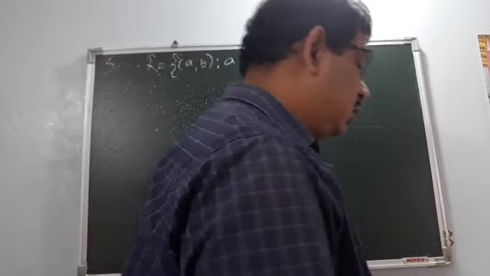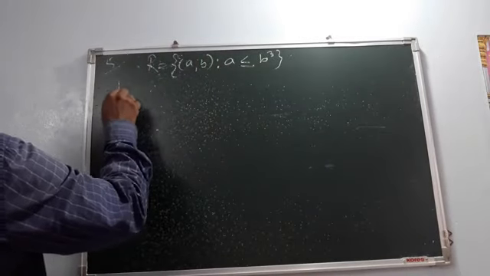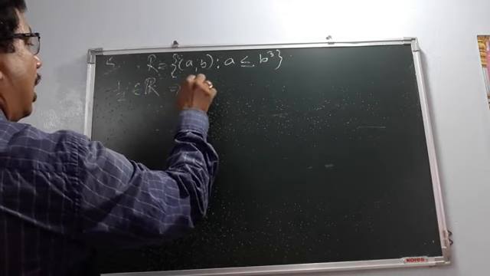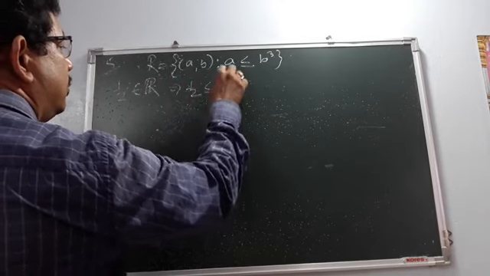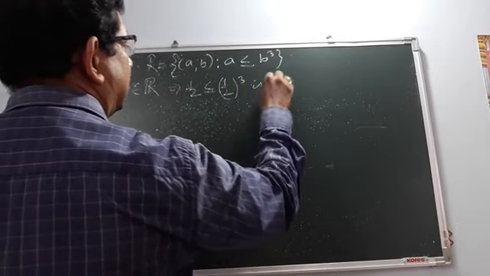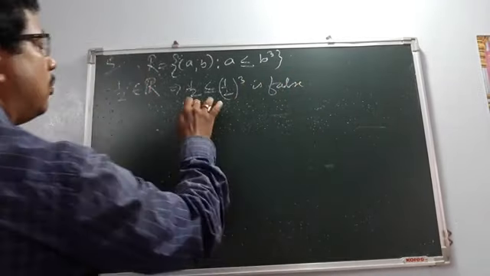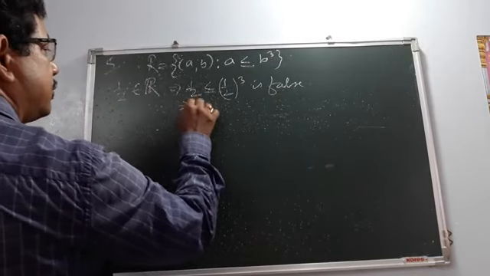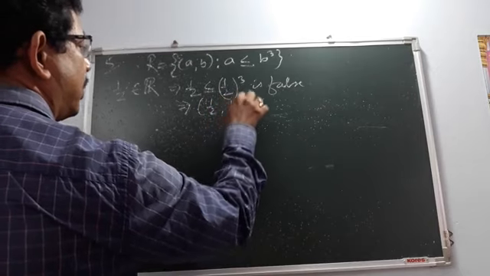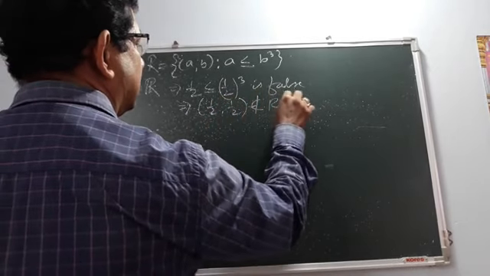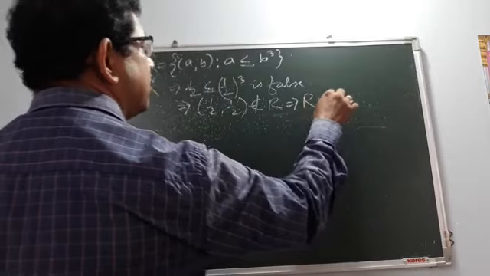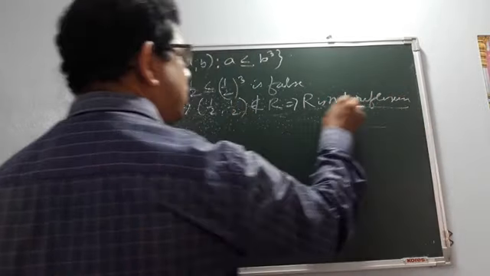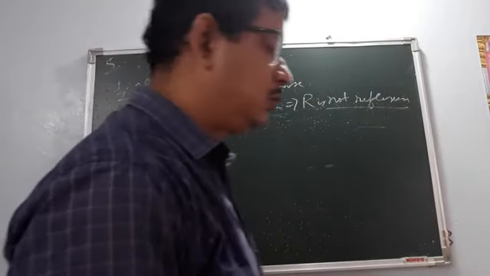So first of all, you take 1/2 belonging to the real numbers. Now 1/2 less than or equal to (1/2) cube is false. 1/4 cannot be less than or equal to 1/8. So implies (1/2, 1/2) does not belong to R. Implies R is not reflexive. See, I have given an example to prove it is not.